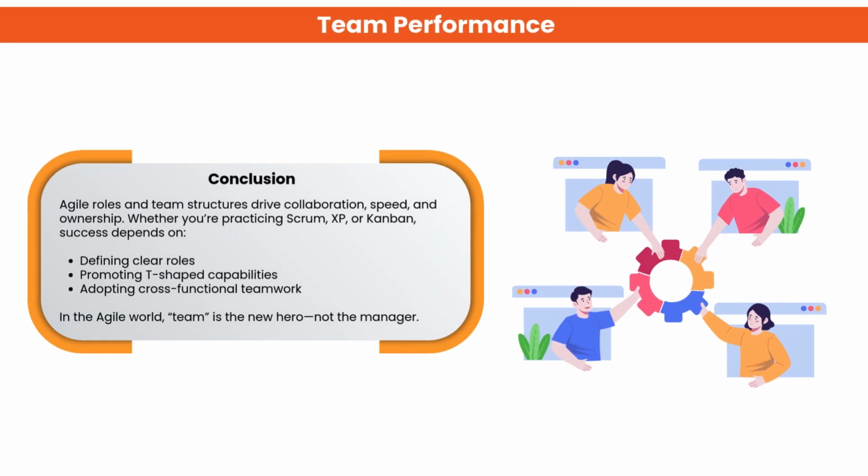This slide wraps up the team performance section. In Agile, success is not driven by one hero manager but by a strong, empowered team. Clear role definitions, T-shaped skills, and cross-functional collaboration are the foundation of high-performing Agile teams. Whether you follow Scrum, XP, or Kanban, focus on ownership, teamwork, and continuous improvement to achieve speed and sustainable delivery.